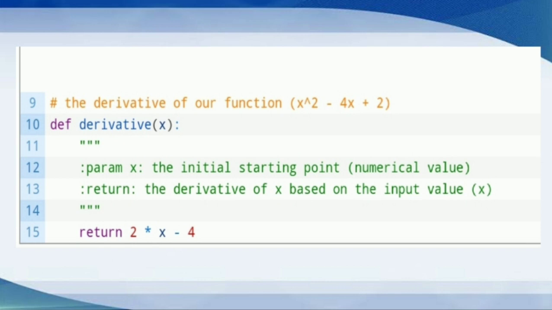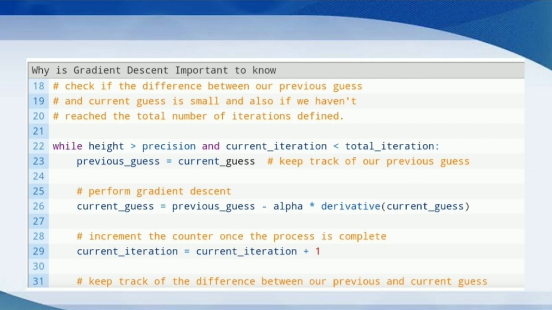So step number 4 is to get the derivative of that value of x. In the code, the derivative is of x squared minus 4 by 2. For the fifth step, progress to descend by the learning rate multiplied by the derivative. Try to look at line number 26. The current guess equals the previous guess minus alpha times the derivative. And next, at line 29, the current iteration equals the current iteration plus 1, depending on the current iteration that will be made.